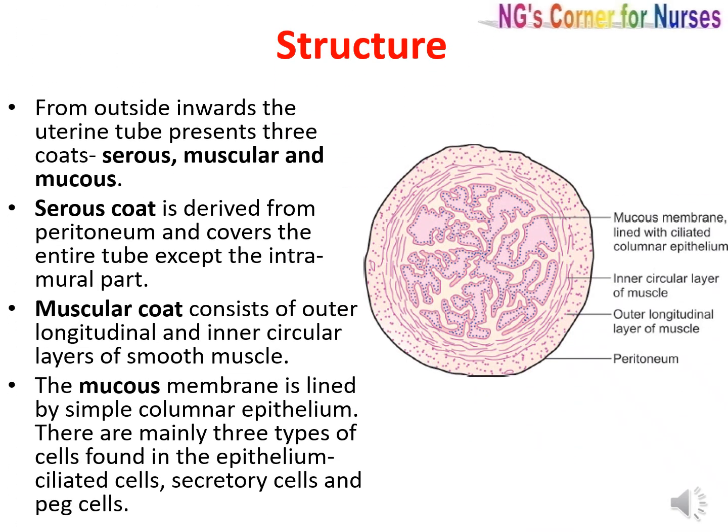Next, coming to the structure or histology of the uterine tube. From outside to inwards, the uterine tube presents 3 coats: serous coat, muscular coat and mucous coat. The serous coat is derived from peritoneum and covers the entire tube except the intramural part. The muscular coat consists of outer longitudinal and inner circular layers of smooth muscle. And the mucous membrane is lined by simple columnar epithelium. There are mainly 3 types of cells found in the epithelium: ciliated cells, secretory cells and peg cells.